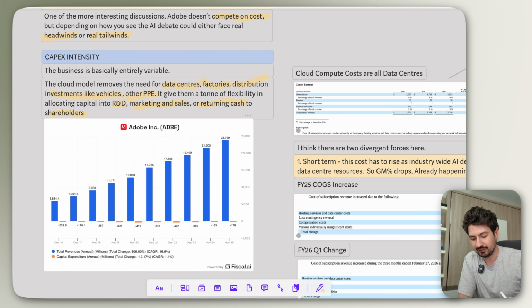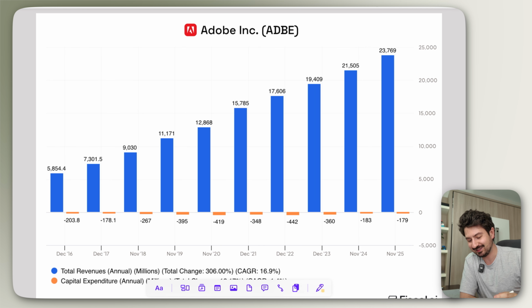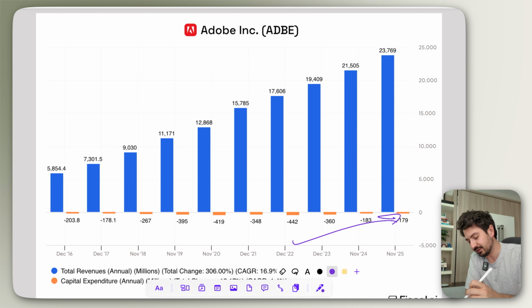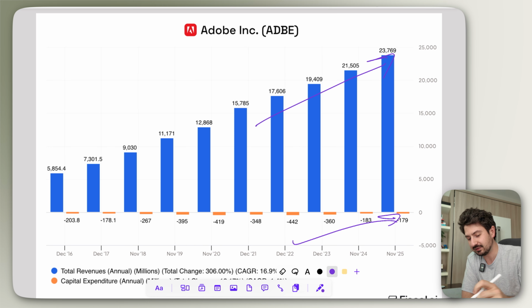I think this chart is quite interesting to look at. This is revenue compared to capital expenditure, which is basically fractional. This is the beauty of SaaS, I guess. And yeah, for the most part, it's actually even decreasing over time while revenue is obviously increasing.